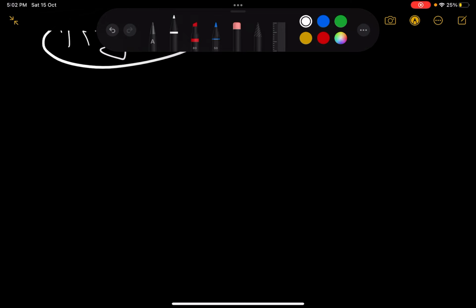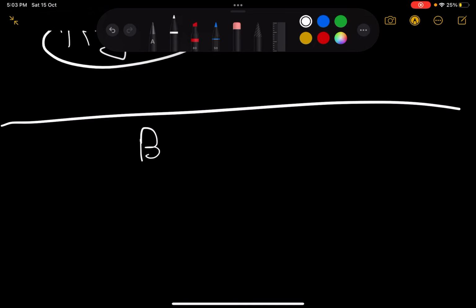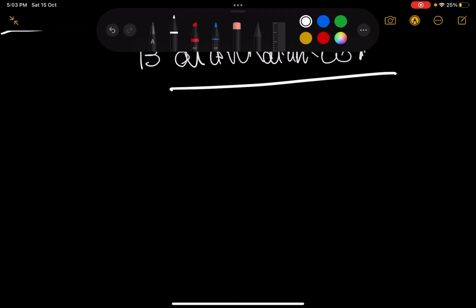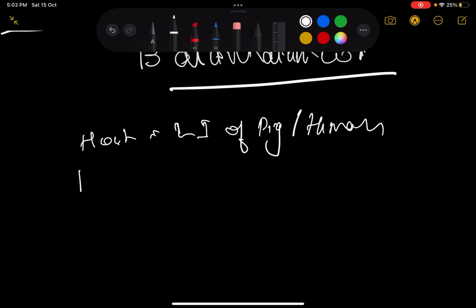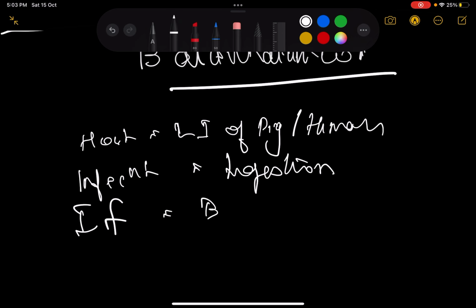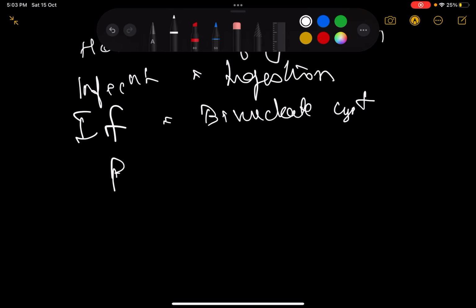Now let's jump right into a very important disease, cryptosporidia. But before that, there's one more small parasite called Balantidium coli. I'm just naming the very important facts about this. The host is the large intestine of pig or human. Infection is by ingestion of stools. The infective form is going to be a binucleate cyst. Up till now, we saw both the infective forms were quadrinucleate. The pathogenic form is going to be the trophozoite.